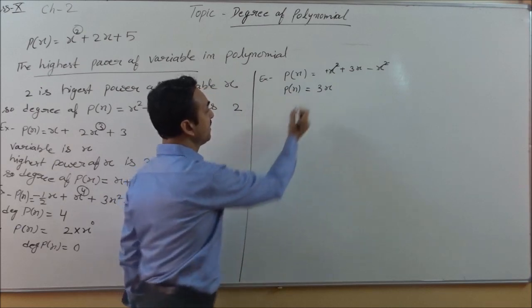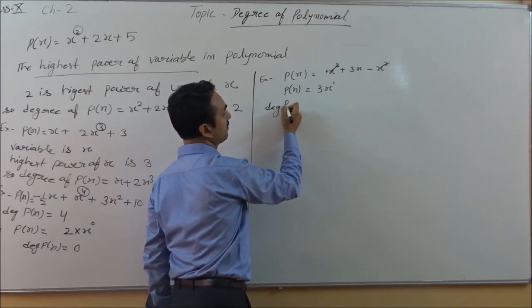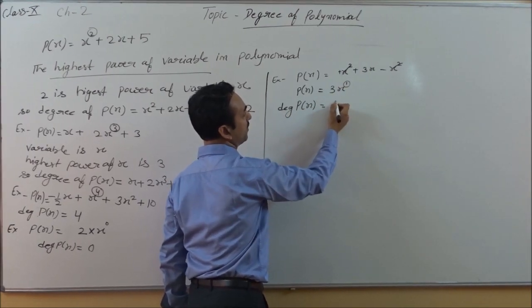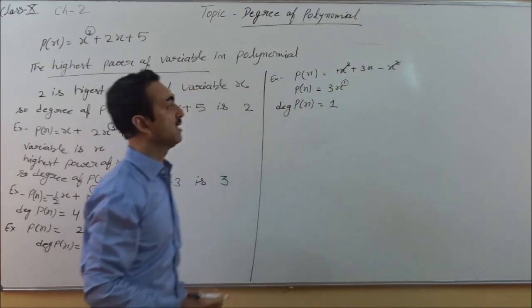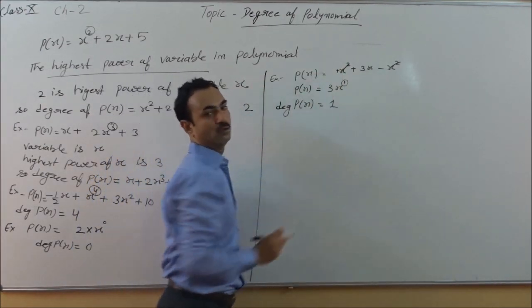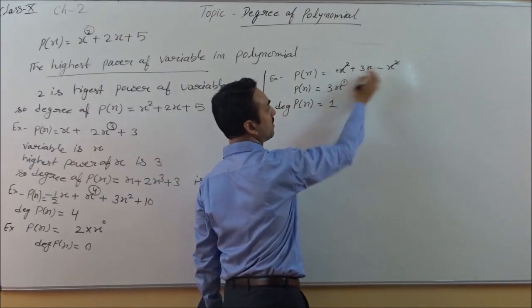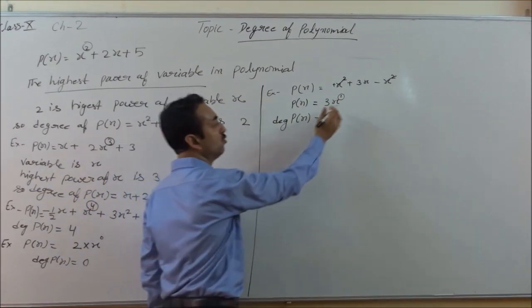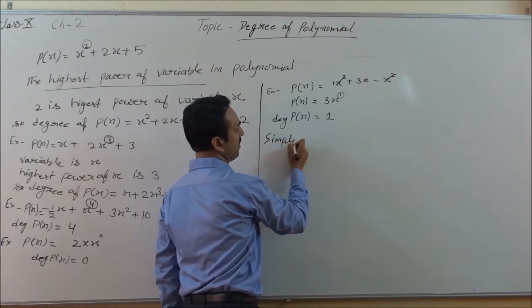Now the highest power of the variable is 1. So the degree of the polynomial is 1. If you look directly at this polynomial, you will think the degree is 2. But we have to be careful, there is a simplification process. After the simplification process, you will find the degree of the polynomial.